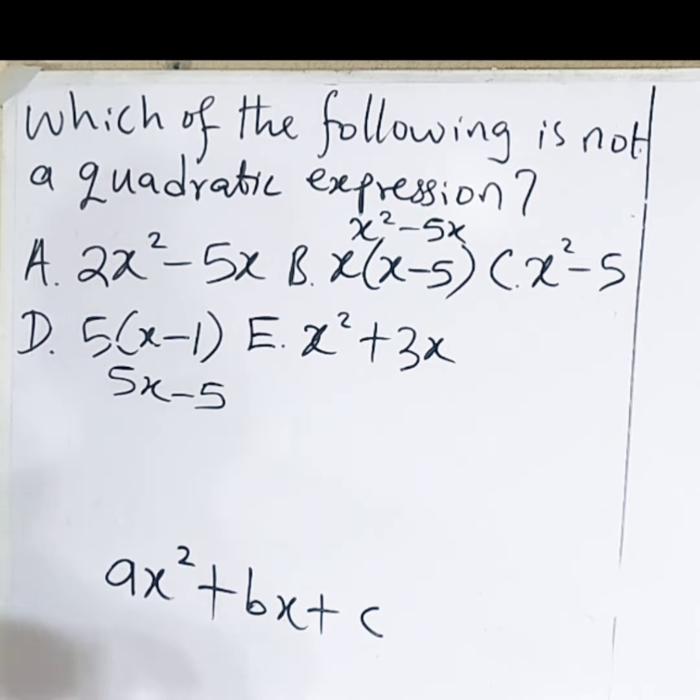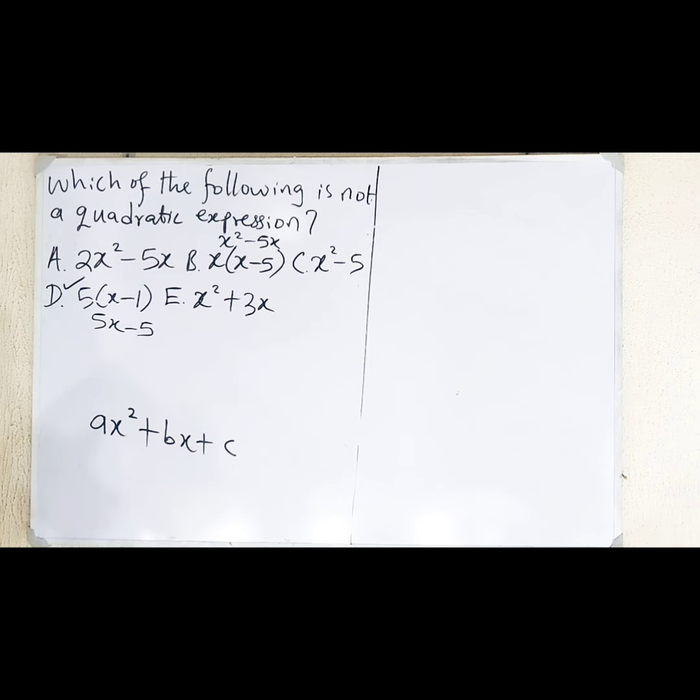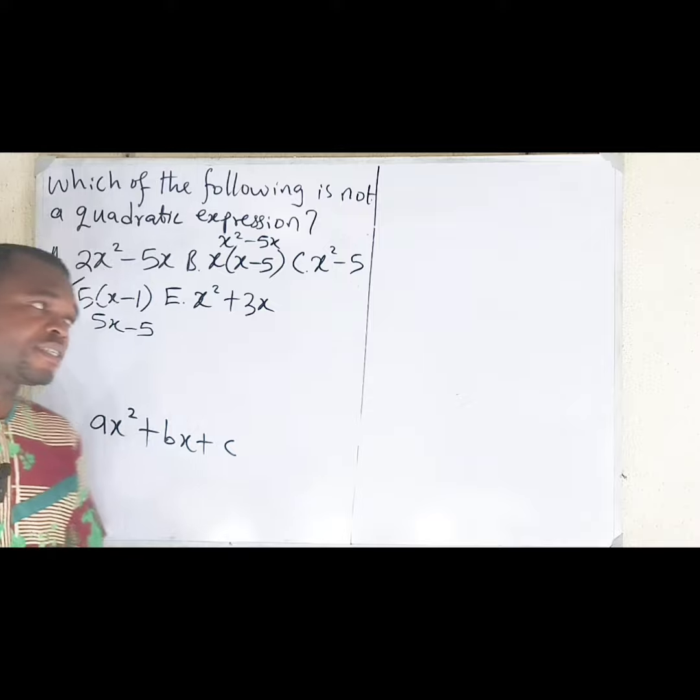So the answer to the question is actually D, because the question says which one is not a quadratic expression. And by looking at them, option D is not a quadratic expression. So the answer is D.